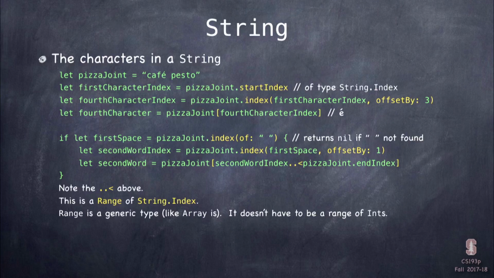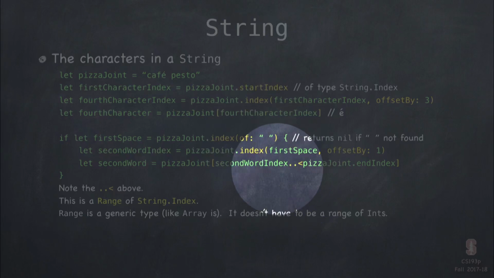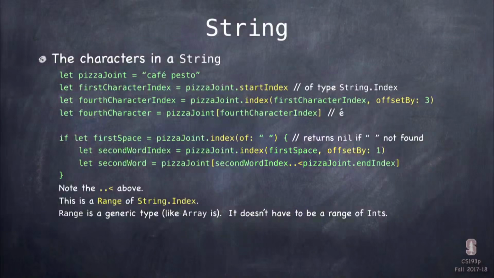Okay, the index of a string doesn't have to be an individual index. It could be a range of indexes. Now you'll notice to make a range, I'm using exactly the same dot less than thing that I did when I made that countable range of ints. Okay, ranges are generic types. They don't have to be of ints. They could be a range of string.index, perfectly legal.